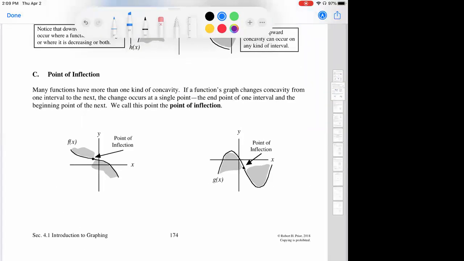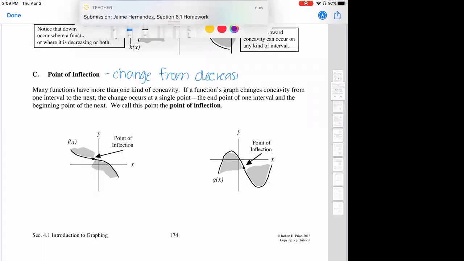Point of inflection. A point of inflection is where you change from increasing to decreasing, and that's the best way to describe it. It's a change from decreasing to increasing.